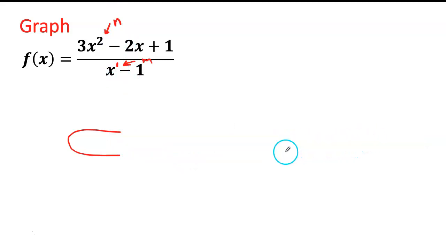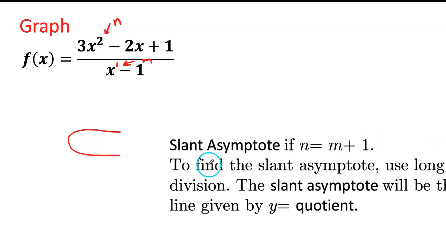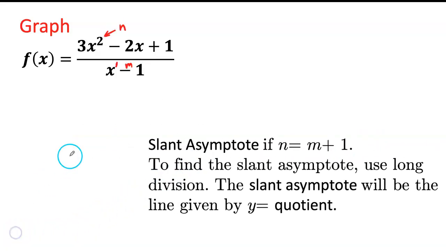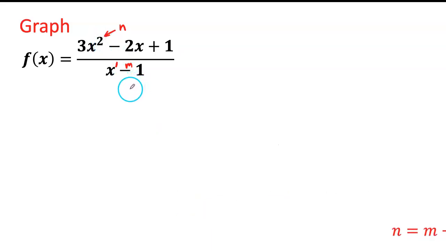What about slant asymptotes? In order for me to have a slant asymptote, the degree of the numerator has to be 1 greater than the denominator. I have a 2 on the top, which is 1 greater than the bottom. Therefore, I have a slant asymptote. What is this slant asymptote? It will be the quotient of the numerator and denominator. So I have to find that slant asymptote.